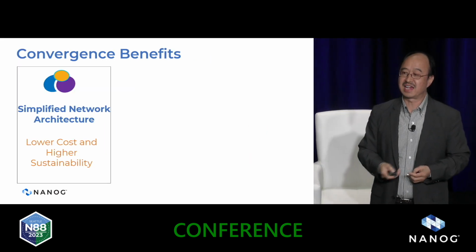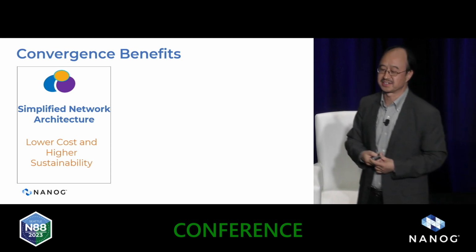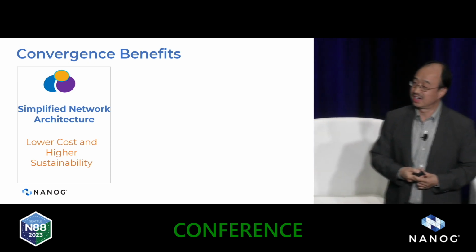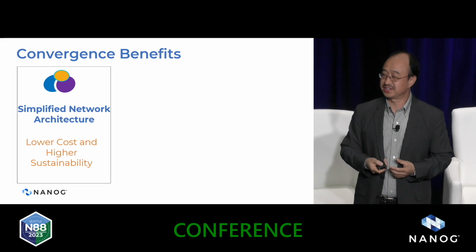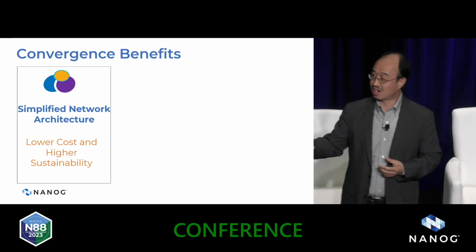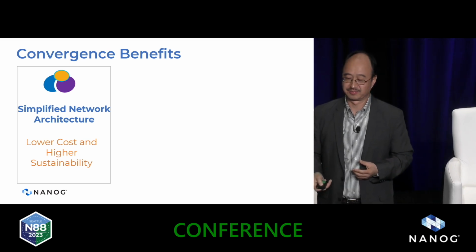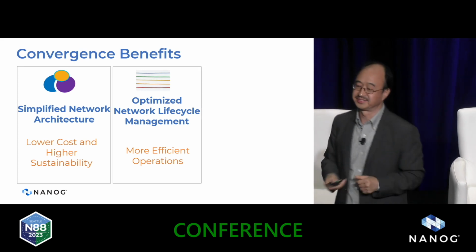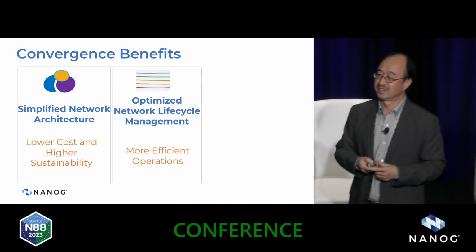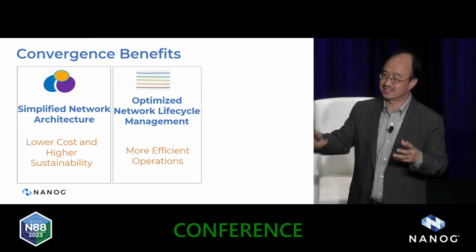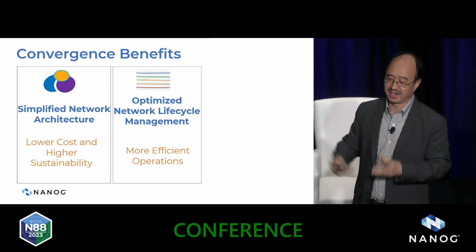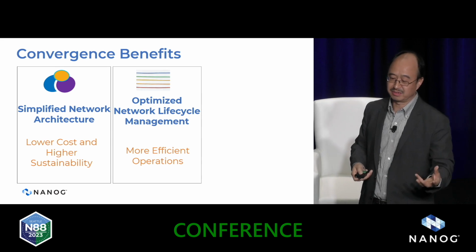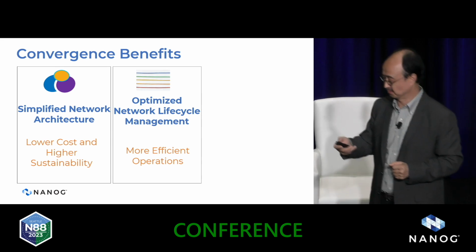So let's summarize the key benefits of the convergence. First, a simplified network architecture. With that, you get lower cost, higher sustainability. With the simplified network architecture, you get much more optimized network lifecycle management. Your operations, your tooling, your organizational structures can be simplified. As a result, you get much simpler, more efficient operations.